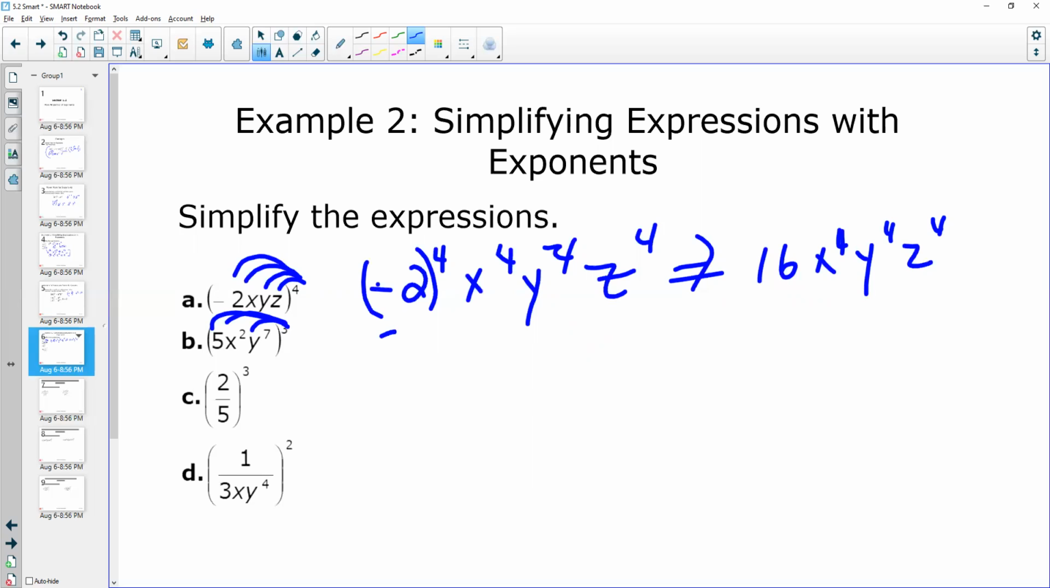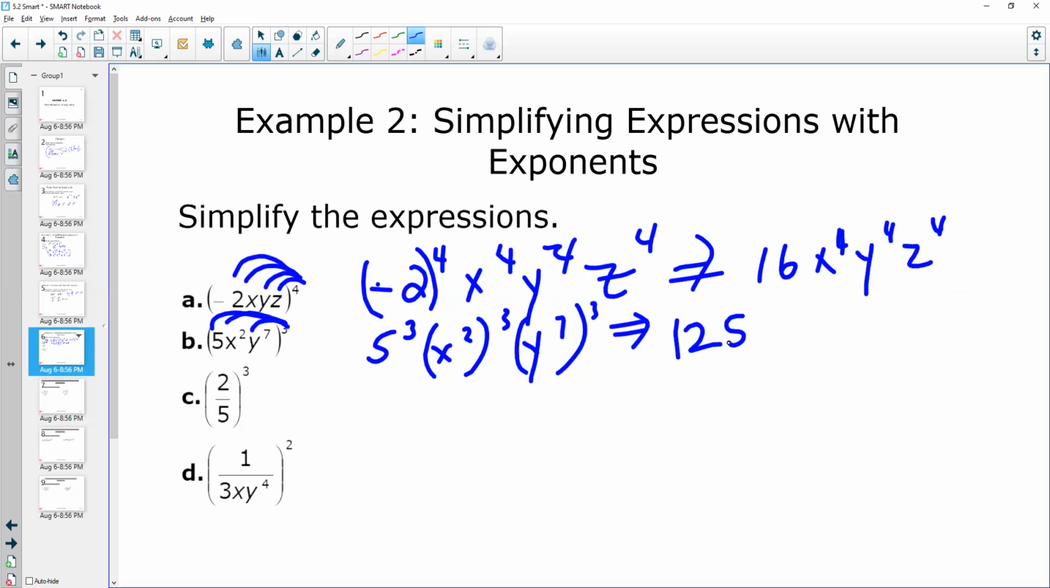So I have 5 to the 3rd, x squared to the 3rd, and y to the 7th to the 3rd. All right. And so that's going to get me 5 to the third is 125. X squared to the third, power to a power is multiply, so that's x to the sixth. And then power to a power is multiply, 7 times 3 is 21. That's it.